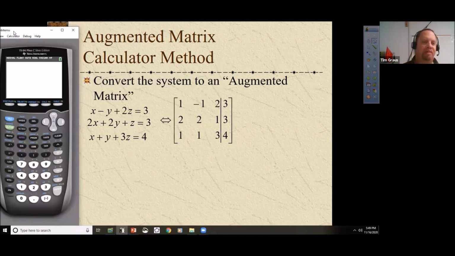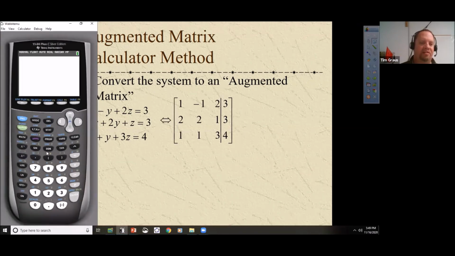So I'll show you what I meant by those directions on the last page. I start by hitting second matrix. That's second, and I believe it's the fourth button down here, second matrix. And I'm going to go across to edit, and I'll put my matrix into matrix A. Right now, the size of that matrix is a 1-by-1 matrix.